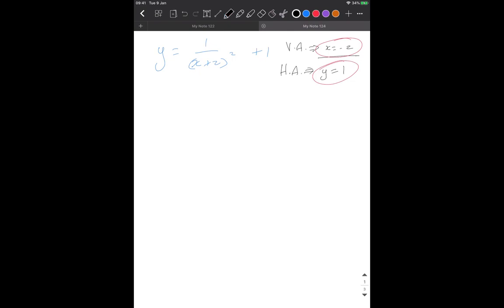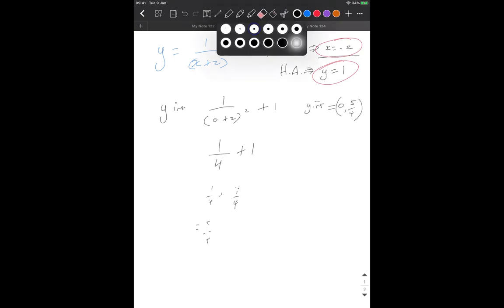The next thing we do is look for a y-intercept by making x equals 0. So 0 plus 2 is 2, 2 squared is 4, and 1 can be the same as 4 on 4. So we end up with 5 over 4 as the y-intercept. So the y-intercept is 0, 5 over 4. I'll just get rid of the working out.